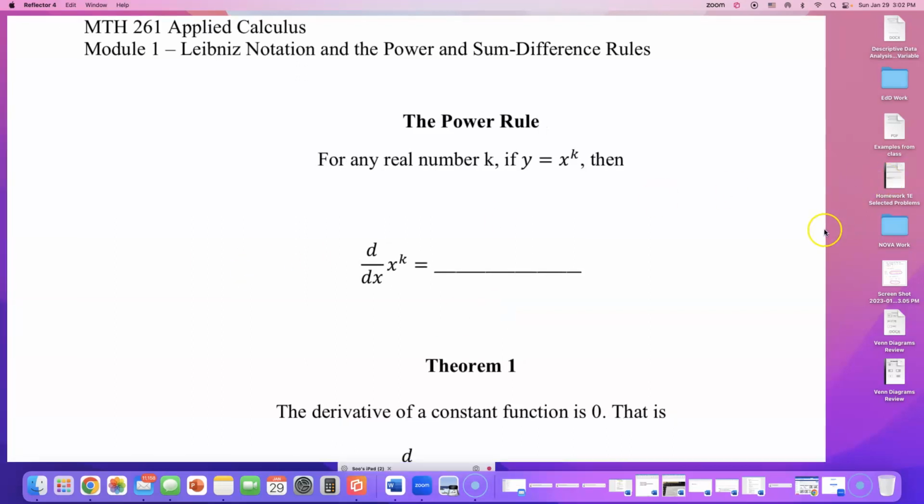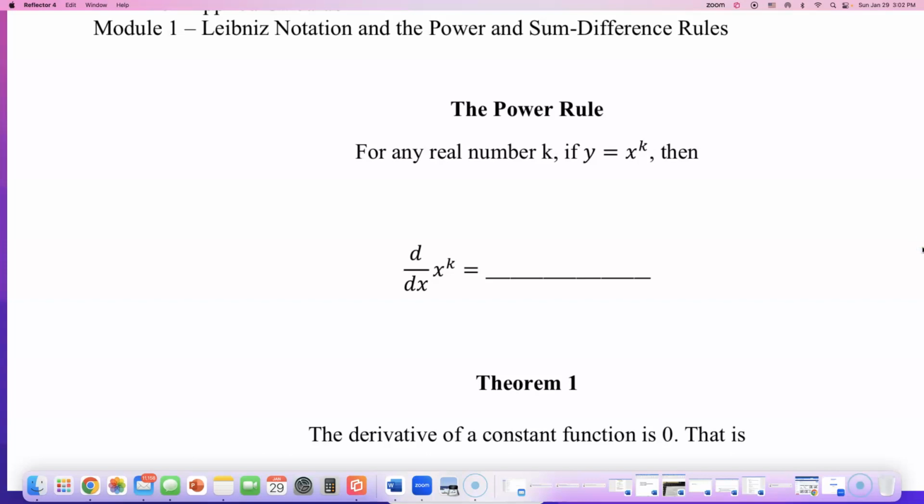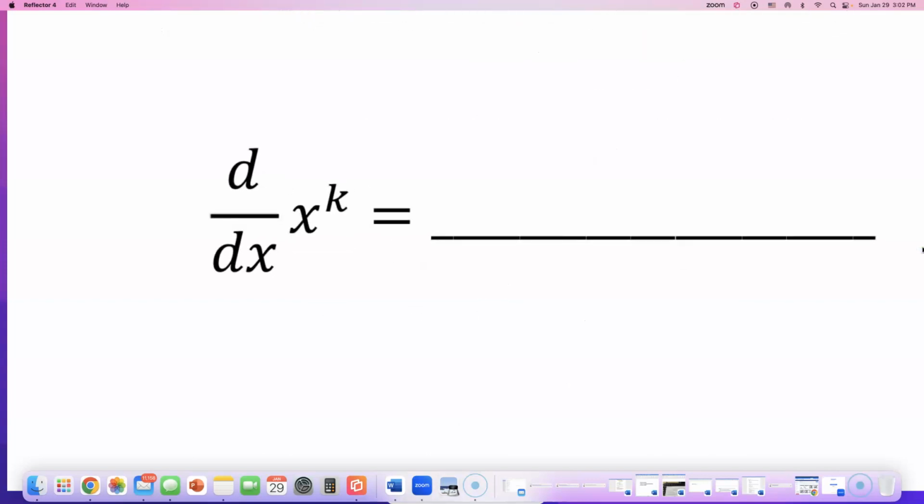So for any real number exponent k, we can find the derivative by bringing down that original exponent to the front. I'll bring that down first. And the original exponent will go down by 1. So instead of k, you will have to raise it to the k minus 1 power. Okay, I'm going to give you a whole bunch of examples. So bring down the original exponent, go down by 1.